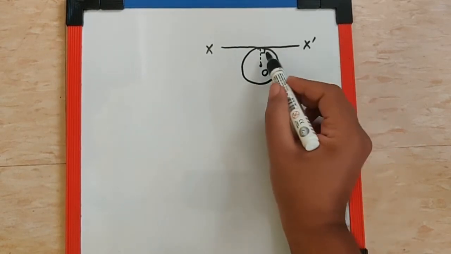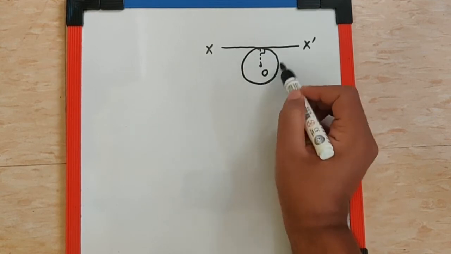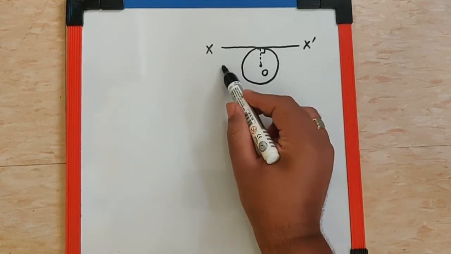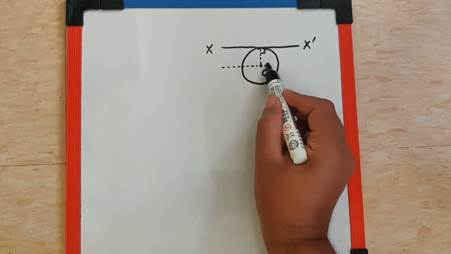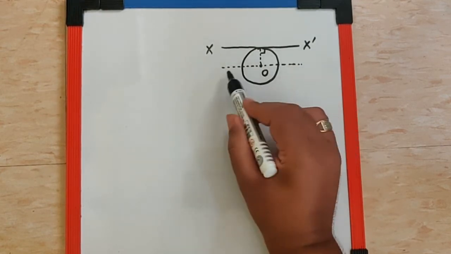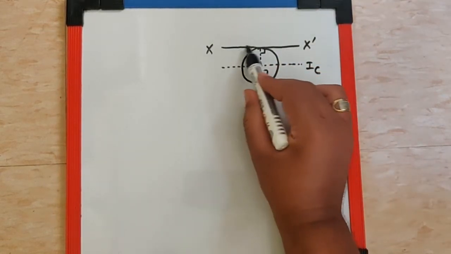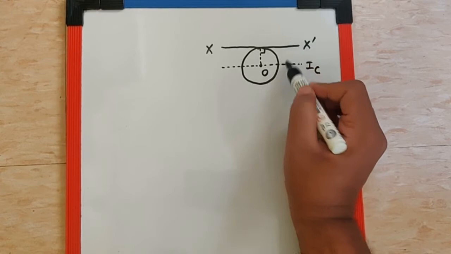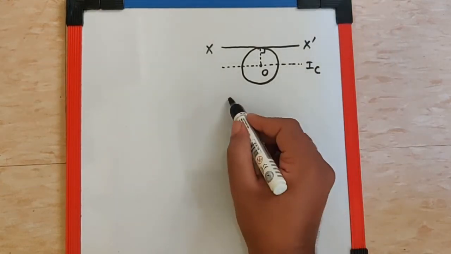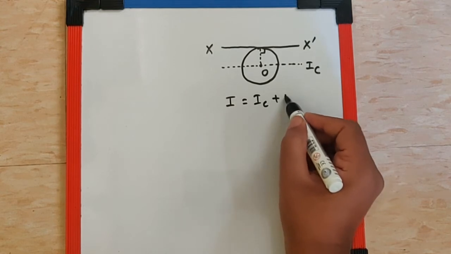Now we can clearly see when the wire is rounded like this, it can be called a ring, and that means we can have one axis passing through its center and parallel to the plane of the ring, and that will be called IC, and we want to find the moment of inertia about this. We can use parallel axis theorem. So we can say I required is IC plus mh square.